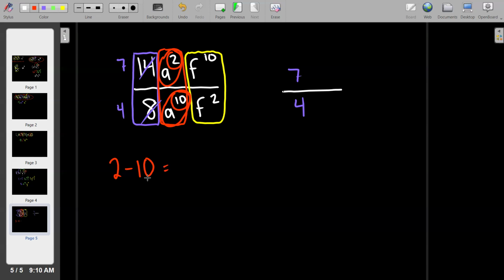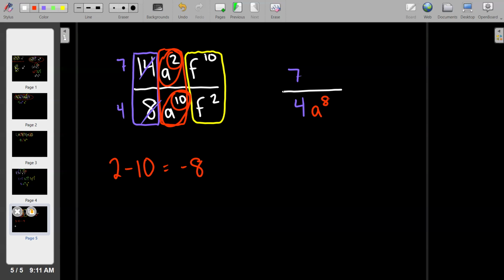The moment you see big taken away from small, you're like negative all day. And then you can worry about what it is. And then you go, okay, 10 is 8 bigger than 2. So I'm in debt 8. So I'm going to put a to the 8th power on the bottom because it came out as a negative.